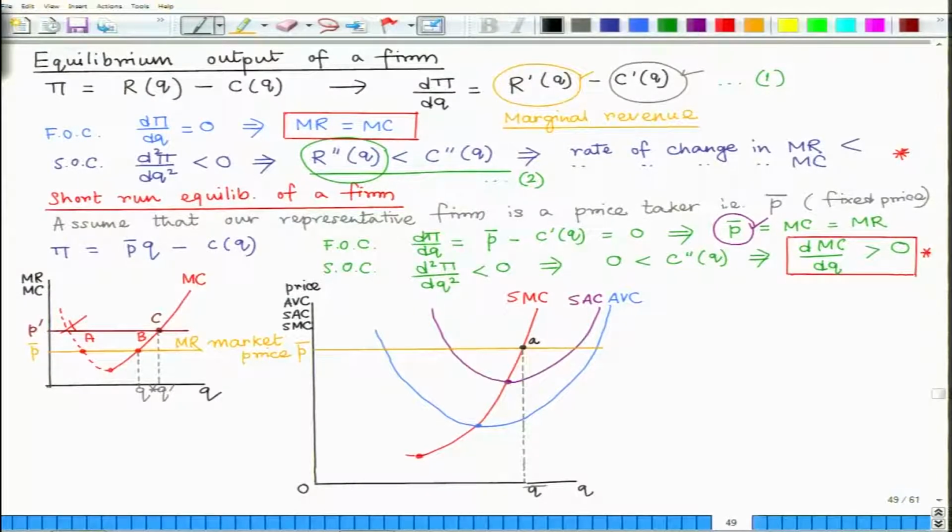Now let us look at another price which is lower compared to the initial price P bar, and let that price be here at P dash.